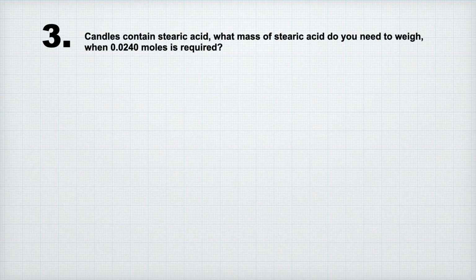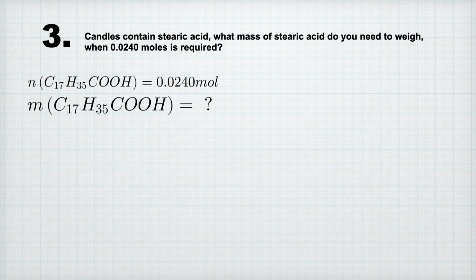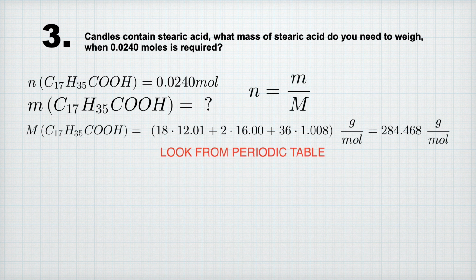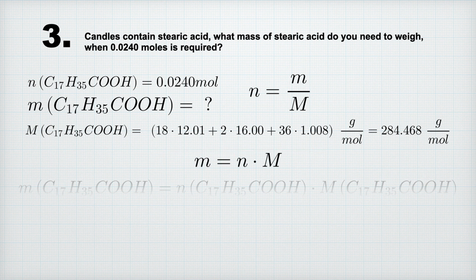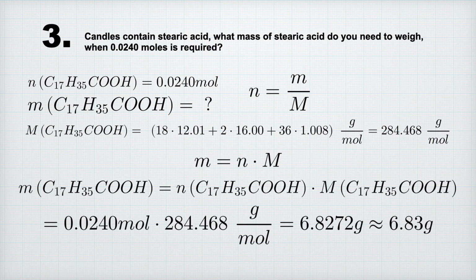Let's look at one more example. Candles contain stearic acid. What mass of stearic acid do you need to weigh when 0.0240 moles is required? Okay, so now we need to solve for the mass from this formula. So let's once again first calculate the molar mass of stearic acid. And now we can solve the mass. So the answer is, you need to weigh 6.83 grams of stearic acid.